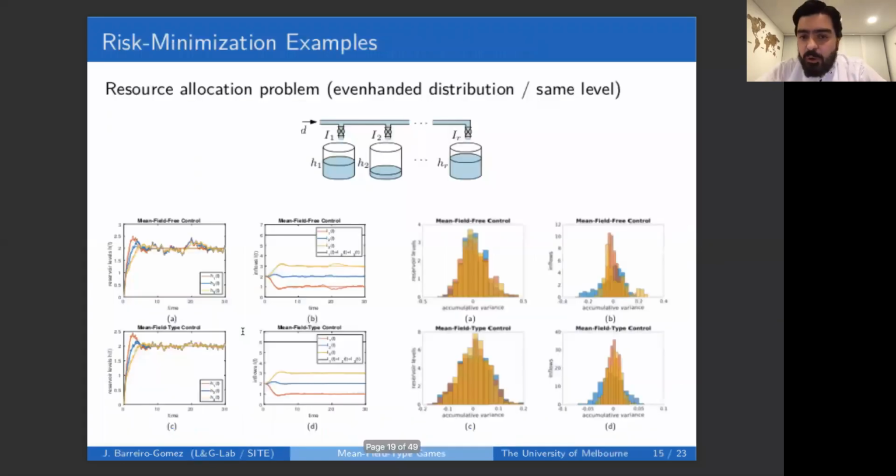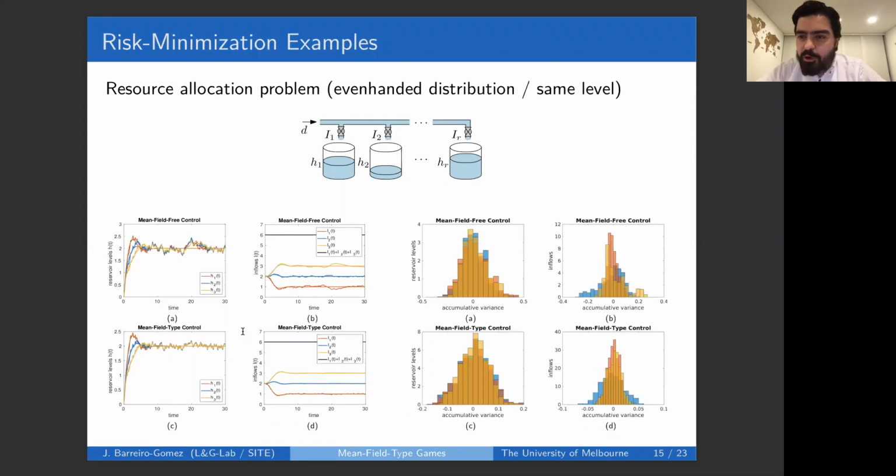So now let me show you a concrete example in engineering to see the performance when we consider risk terms. This is an engineering problem in which we need to manipulate the inflows in different reservoirs. And the objective is an even-handed distribution. In other words, we want to manipulate the input flow such that all the levels get the same value. And we have a constraint given by the resource we have, in this case, D.